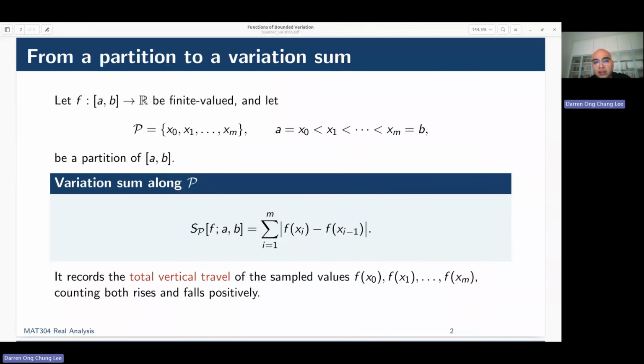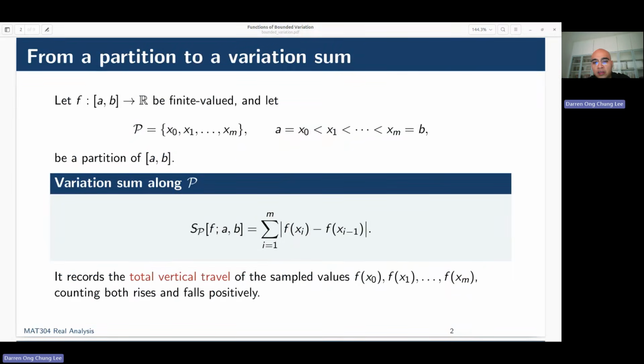So we are concerned about a function on the closed interval [a, b]. The function is real valued and finite valued. We don't allow the function to be equal to infinity. So first, let us define a partition.